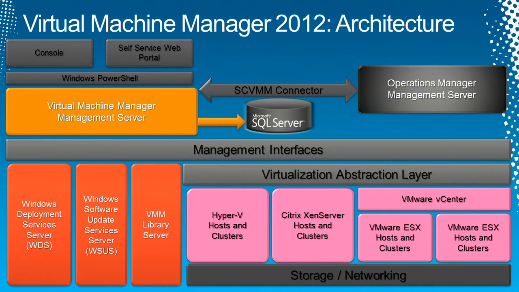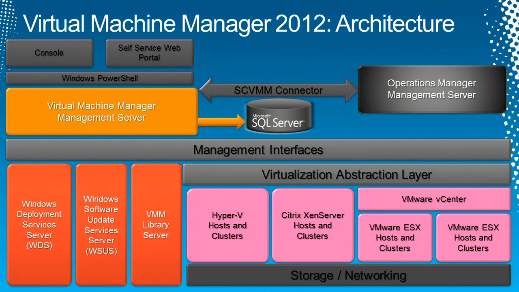So here's kind of what our Virtual Machine Manager 2012 architecture slide looks like. Did you guys see this yesterday? No? Okay. Well, what we have is an abstraction layer. And we've had this since 2008. And what this abstraction layer enables you to do is plug in multiple platforms underneath. So you see here we have the Hyper-V platform, and we had the VMware platform with VMware vCenter layered on top of that. And then we've plugged in Citrix Xen Server hosts and clusters.